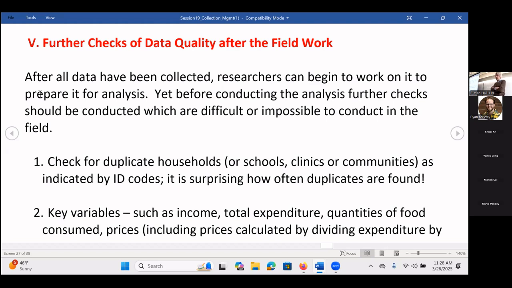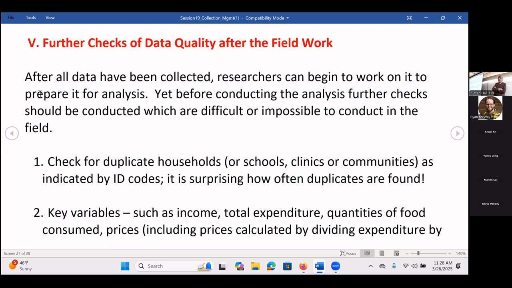When you get out of the field, you can do more checks. One thing that is amazing is how often it happens: duplicate households or duplicate firms or schools. Each one is supposed to have a separate ID code, and then you have two households with the same ID code, and they're clearly not the same household, or two schools or two health clinics. Okay, so go through, it's easy to do in Stata and other software. Just check whether there are some units, households, or whatever they are, that have the same ID codes. It's common that somebody typed in the wrong number or something like this, and you see it.